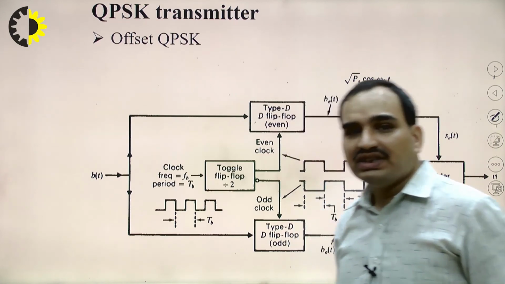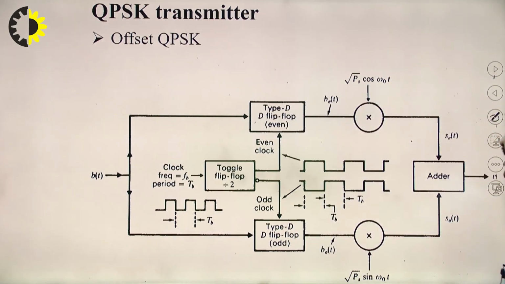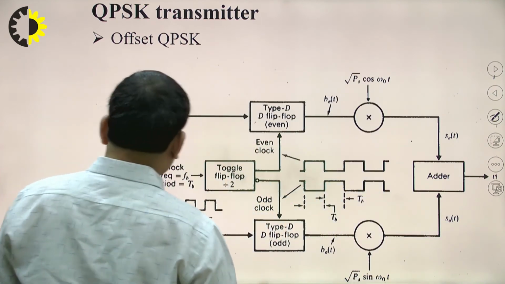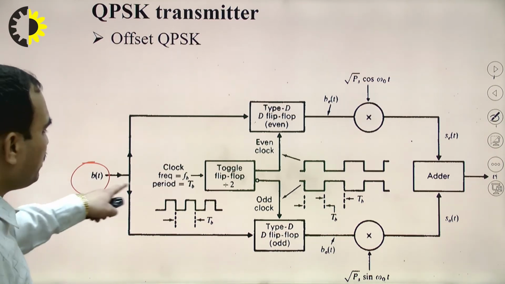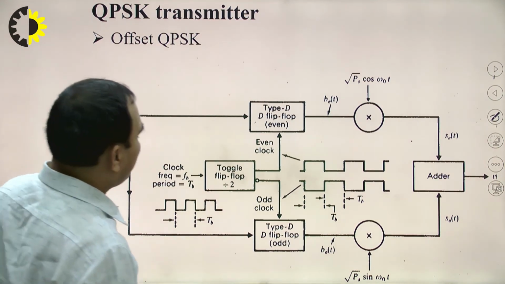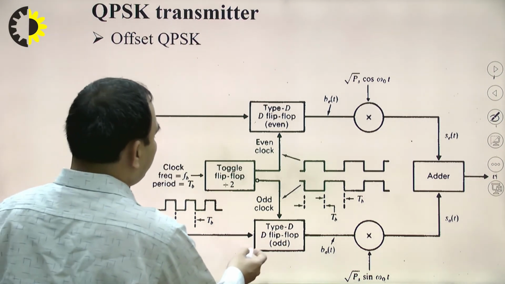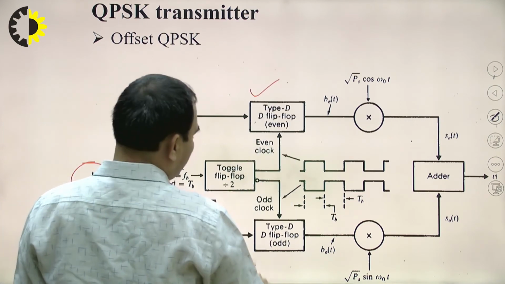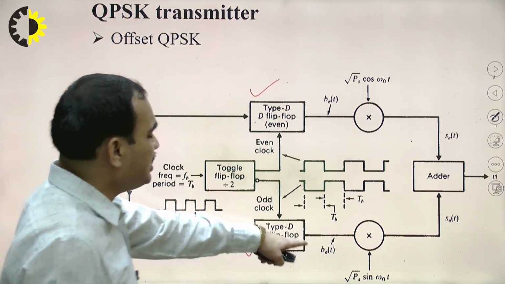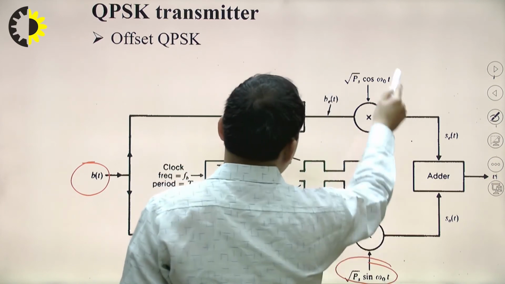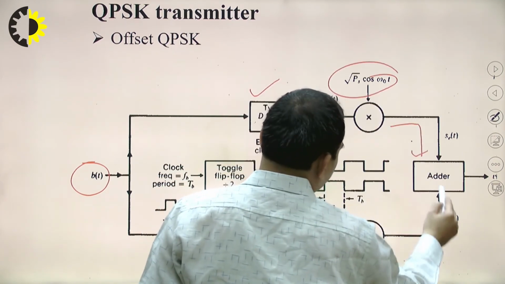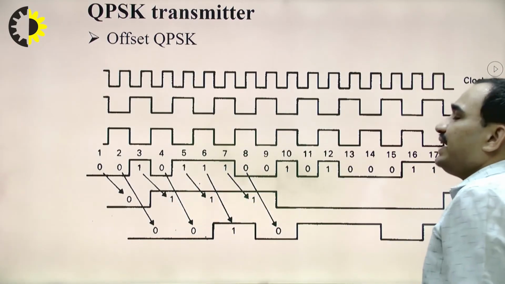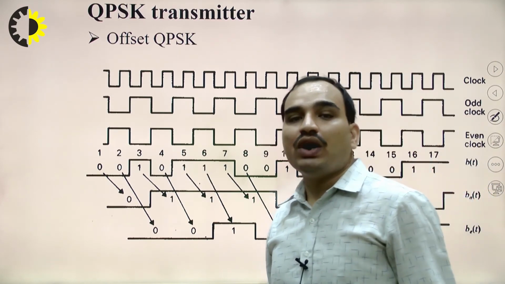Now for offset QPSK we have one additional block, that is the D flip-flop for the odd and the even bit. Here we have the bit sequence, which we separate out with the help of the toggle flip-flop, and these are given to the odd and the even D flip-flops. These are multiplied with their corresponding sine and cos functions, and finally the even bits and the odd bits are added and transmitted.